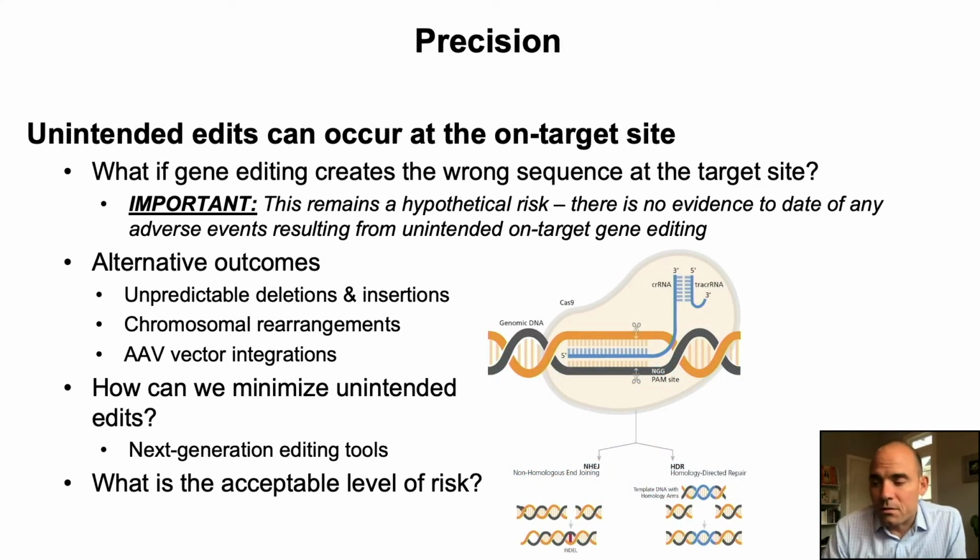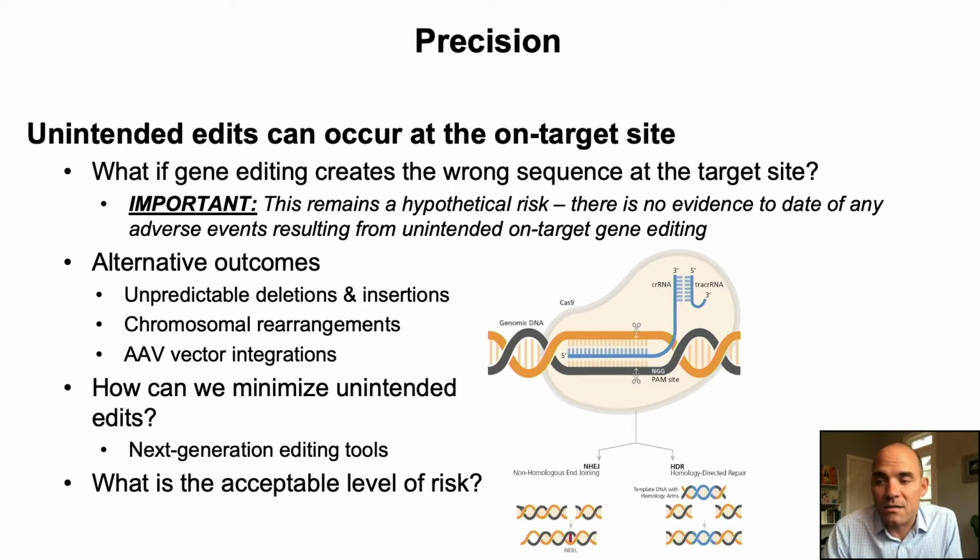So the topic of specificity on the previous slide refers to what the potential is to modify the genome at some other location. So in this case, it would be modifying the genome at somewhere other than the dystrophin target site. This slide refers to a distinct issue, which is even at the on-target site, how well can we control what the gene editing outcome is?